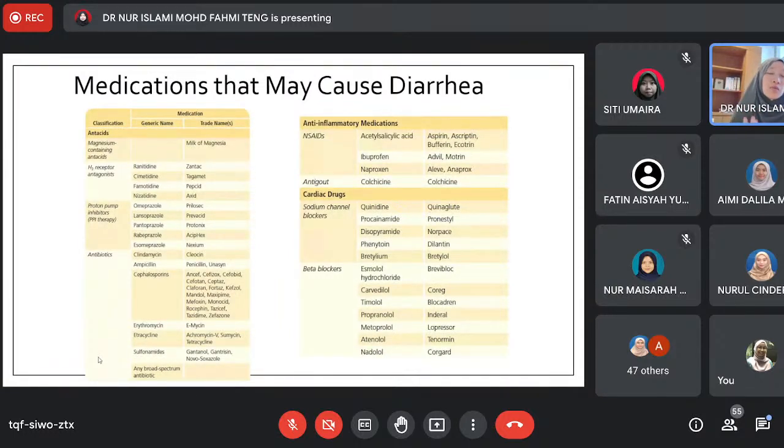So we know that there is no problem with our intervention, and it is not because of wrong feeding that causes the diarrhea. So that's why it's important for us to know what medication may cause diarrhea. So in patients with GI problems, we have to look into the medication as well, and then we identify whether this medication can cause diarrhea or not.